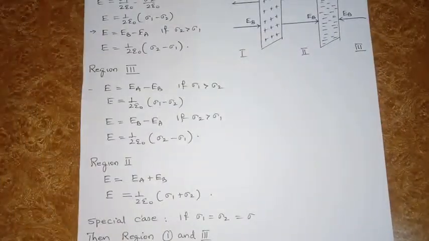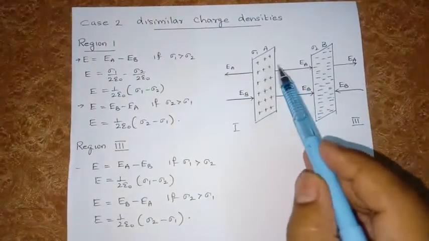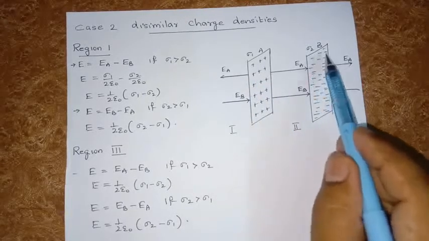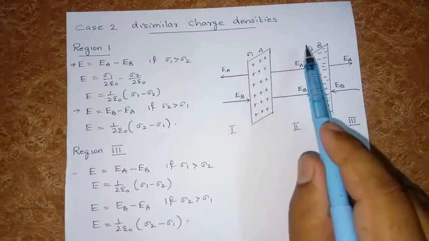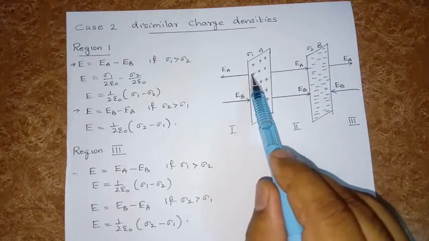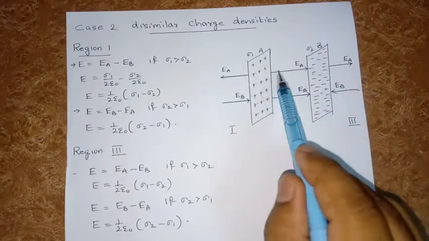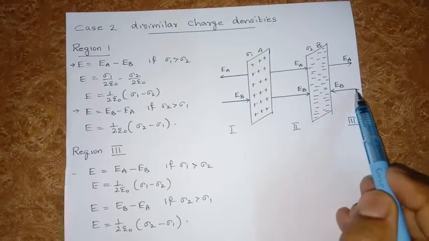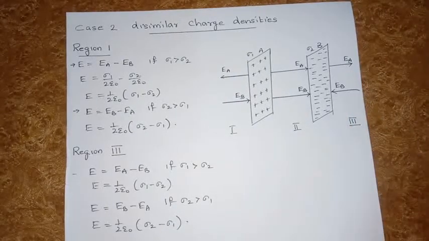Let us consider another case, the dissimilar charges case. You can see the figure. Dissimilar charges means the first sheet is charged with positive charge, the second sheet is charged with negative charge. The charge density of the first sheet is sigma 1, the charge density of the second sheet is sigma 2. The positive charge creates an electric field whose direction will be radially outwards, in all the region. But look at the negative charge distribution. It creates an electric field that is radially inwards, in all the region.